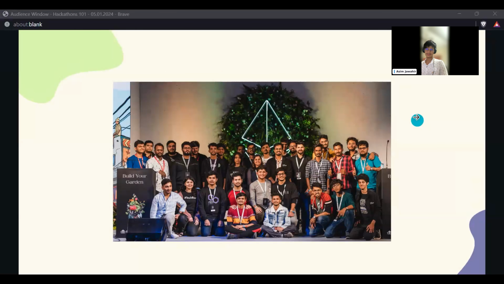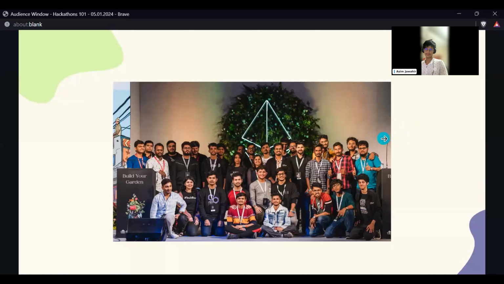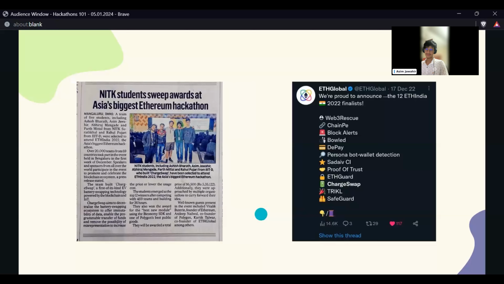This is another picture that you probably would have seen. This is ETH India's cover image. So this is from 2022, and it's all the winners at ETH India, the top 12 basically. This is a really nice picture. Asim, you want to talk about this?